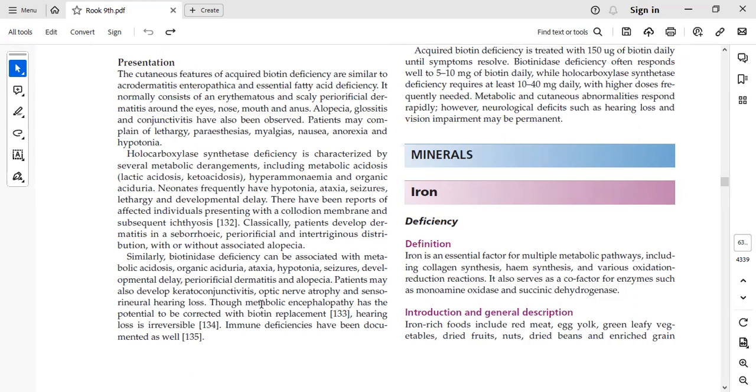Another important feature that we see in biotinidase deficiency is hearing loss, which is permanent. If you replace the biotin sources in an infant with biotinidase deficiency, the rest of the features are reversed. However, the hearing loss is irreversible.